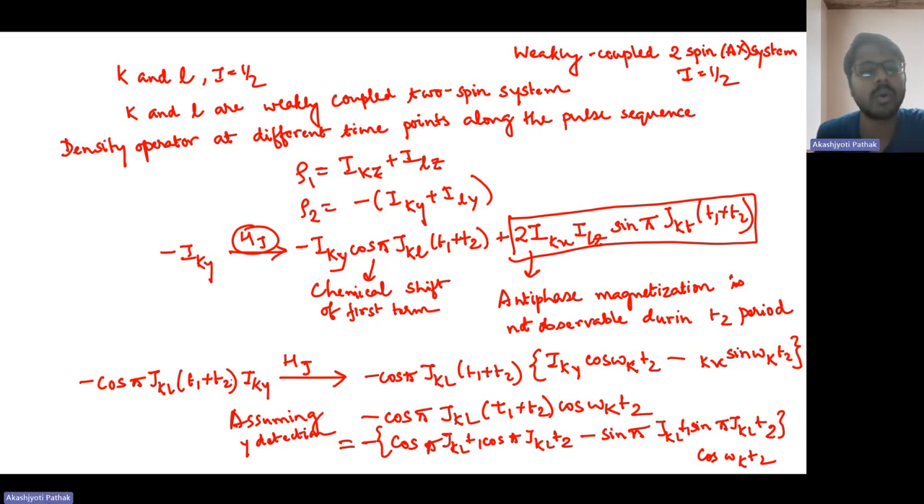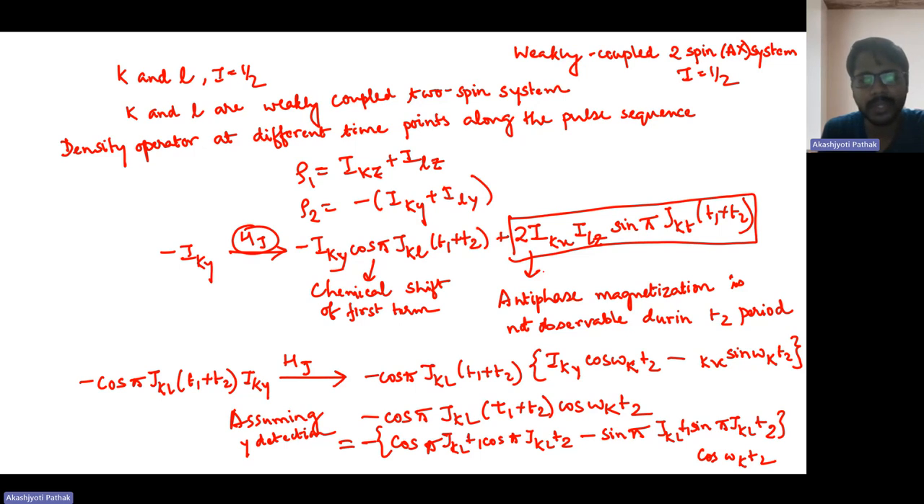Right. And now row two. Row two is evolving only under the scalar coupling during the evolution time T1 and the detection time period T2. Thus, the total time period will be T1 plus T2. Since the total time is T1 and T2, we can write all these expressions, where the Hamiltonian is acting on this.